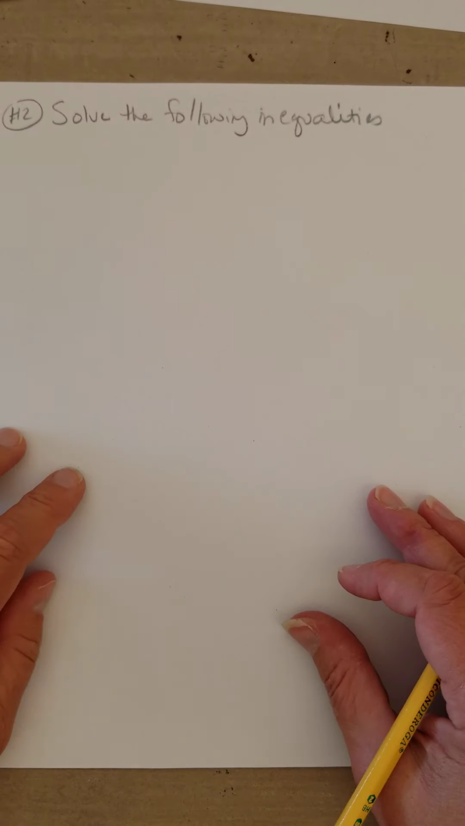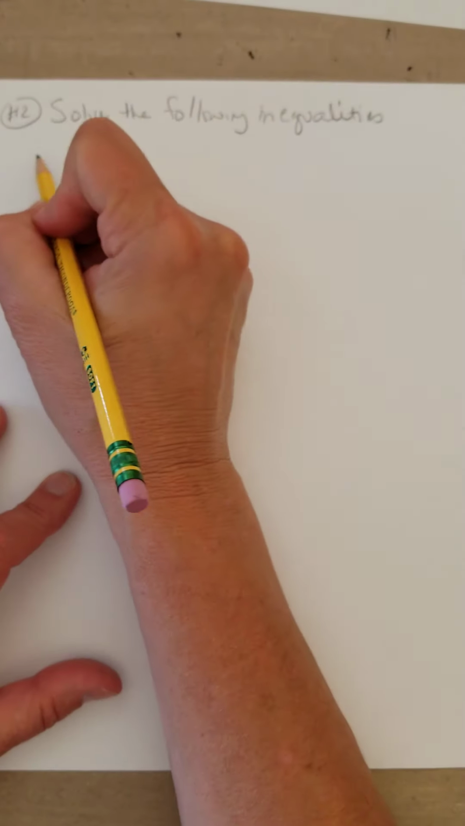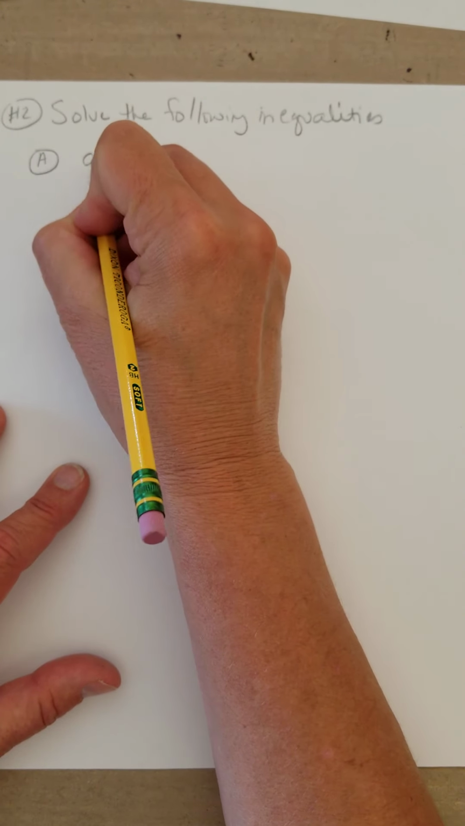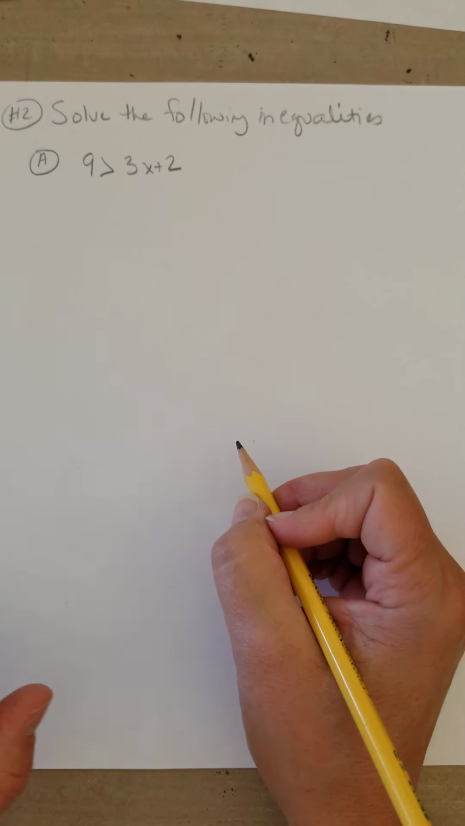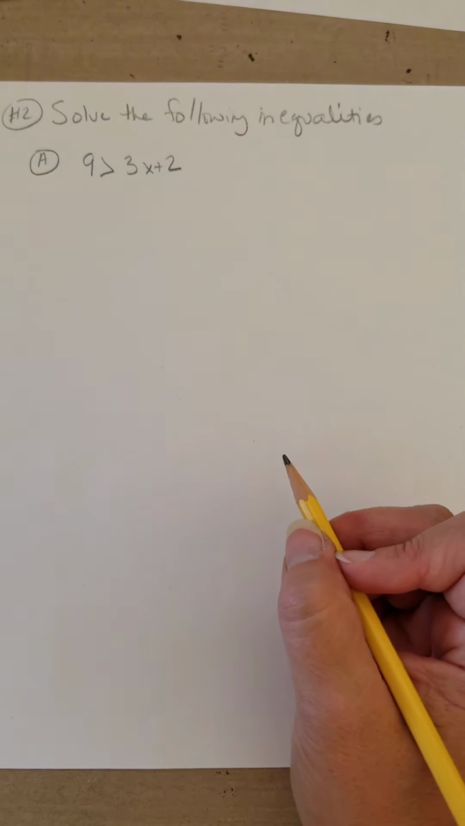All right, so I know I have at least 3 of these I'm going to do. A. Let's start with this one. 9 is greater than 3x plus 2. All right, so here's the thing. These are pretty much going to be like your equations.